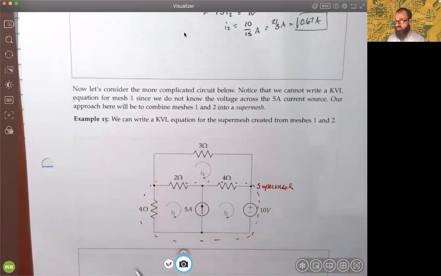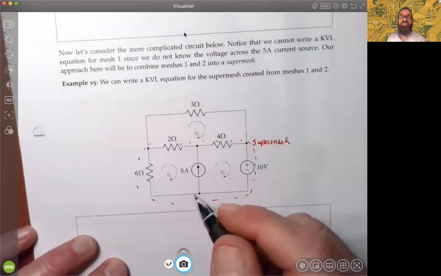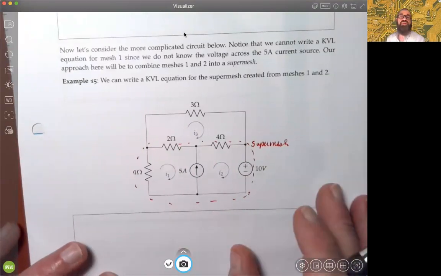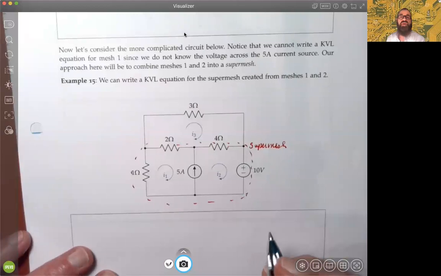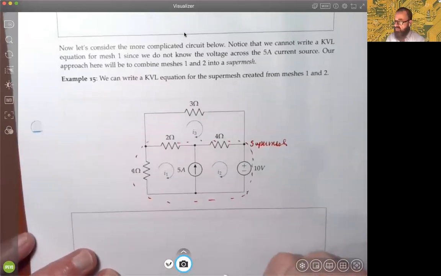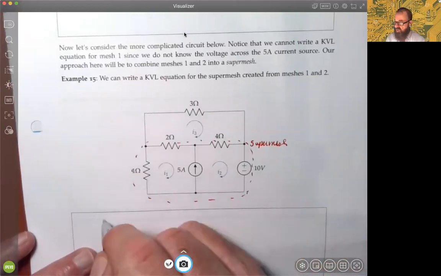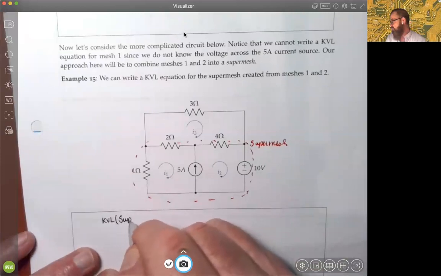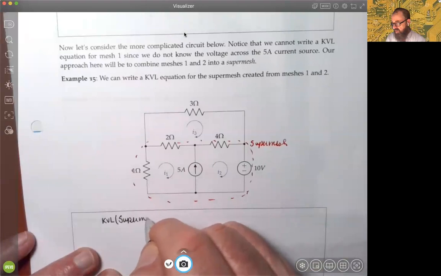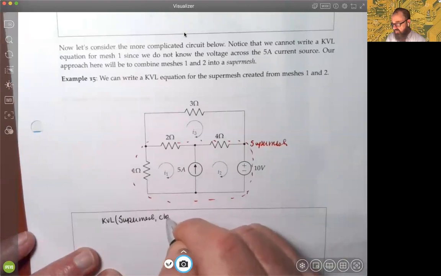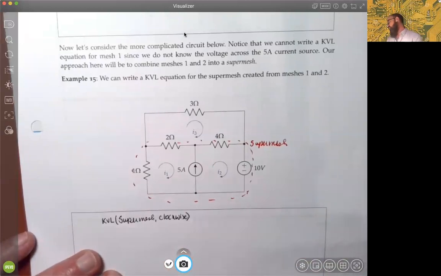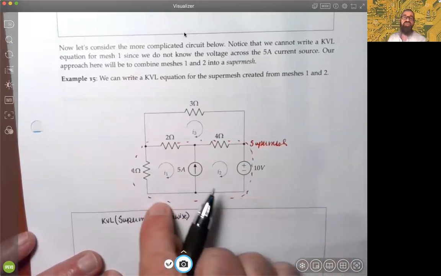So let's just go ahead and write what that equation would be. Let's push this up a little bit. Again, our goal is to get these mesh currents, okay? So let's do the KVL on the super mesh. And let's do it clockwise. So we indicate the direction we're doing it, okay? So use the mesh currents as we go around.